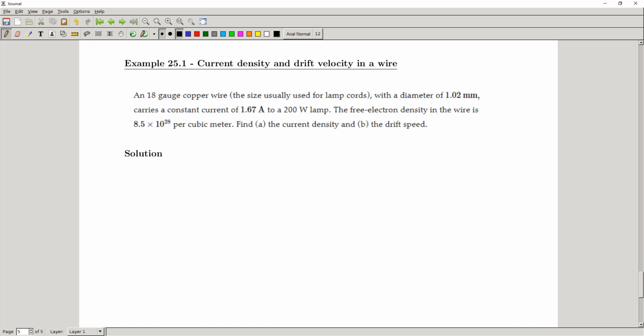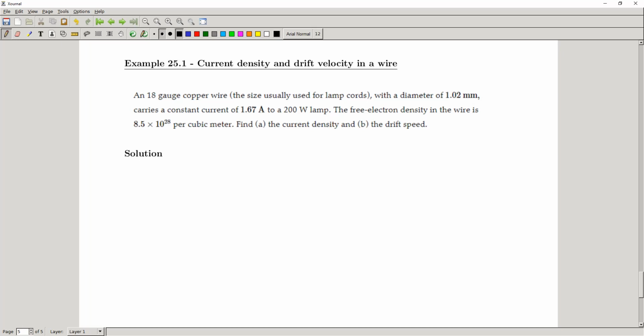So what do we have here? This is example 25.1 from the text: current density and drift velocity in a wire. We have an 18 gauge copper wire. This is the usual thickness of wire used for lamp cords and a lot of appliances around the house. It has a diameter, not a radius, of 1.02 millimeters. It carries a constant current of 1.67 amps to a 200-watt lamp.